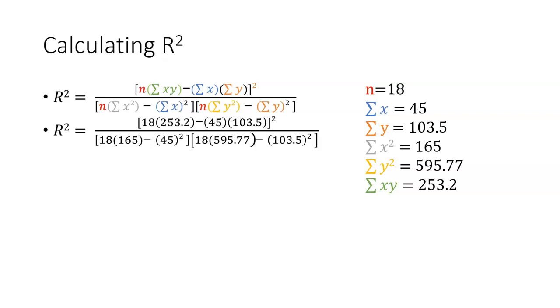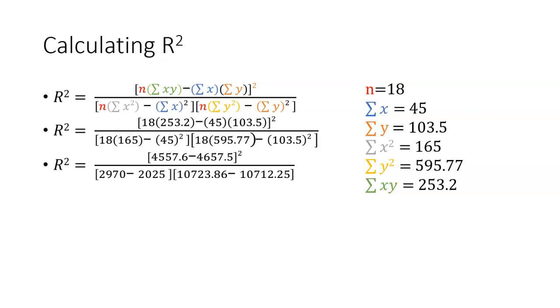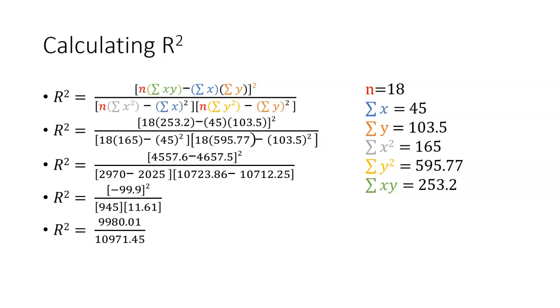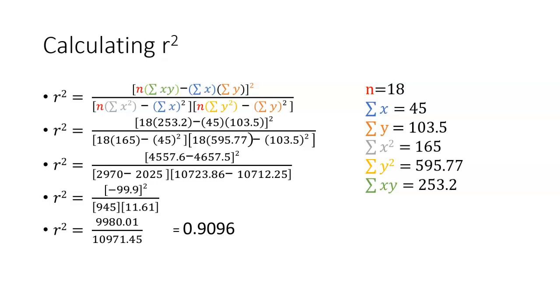These are rather simple calculations that you can do with a calculator or a spreadsheet. First, solve the first set of multiplications within each parentheses. We get these values. Then we do the subtractions, and we get these values. We square the numerator, and we multiply the denominator, and we get these values. These values give us an R-squared value of 0.9096. So an R-squared value of 0.9096 is a very good goodness of fit.